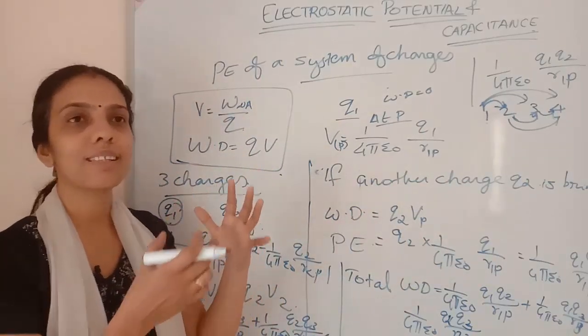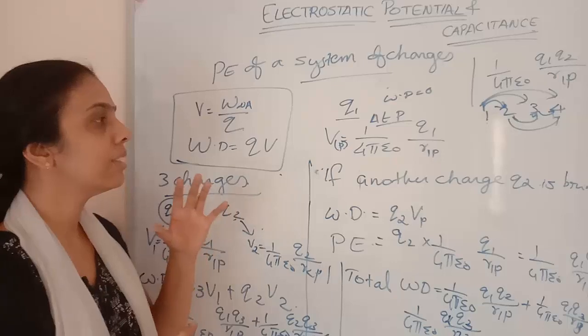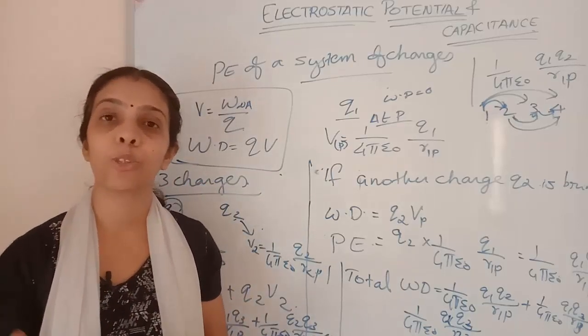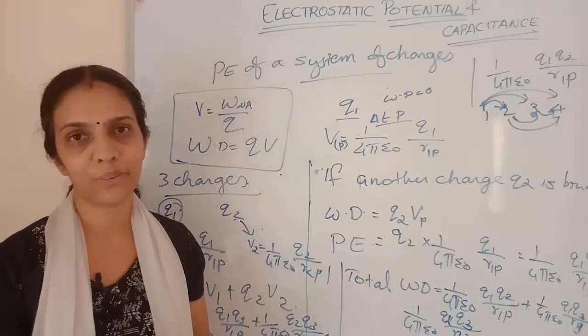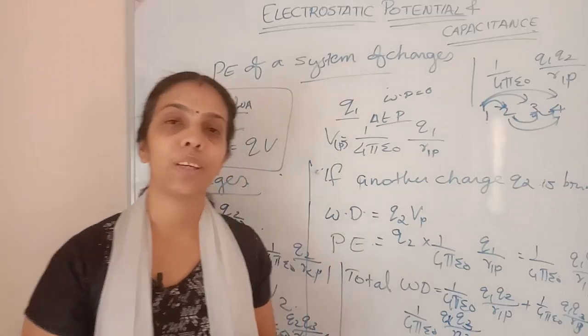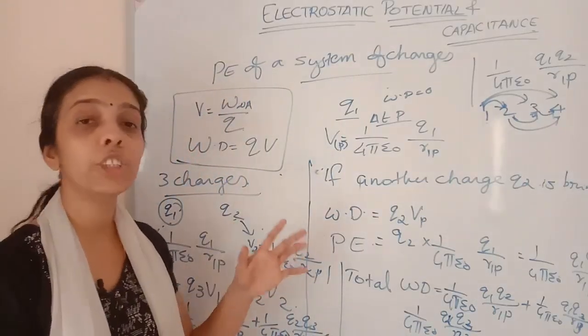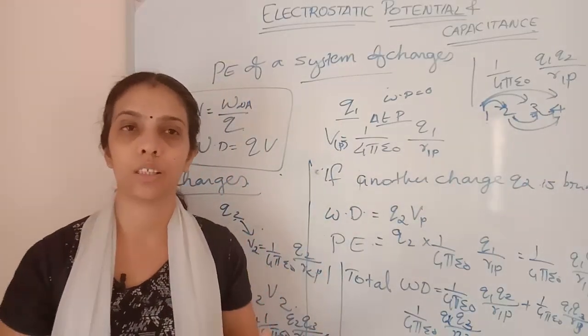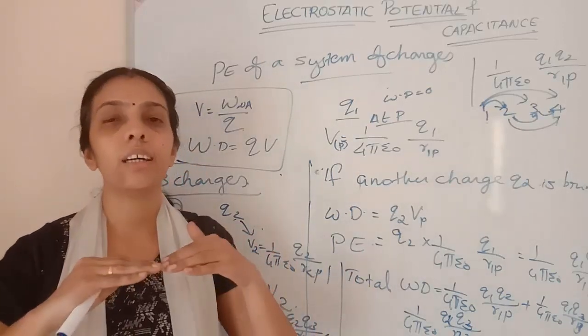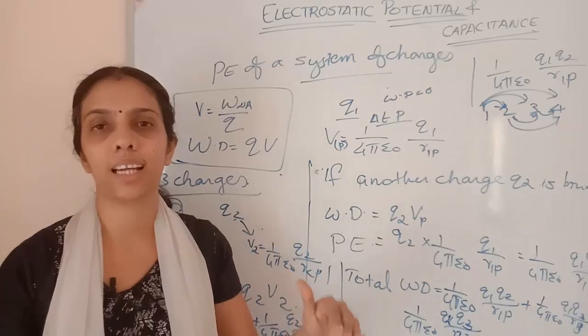Okay, so all these things you should learn clearly, and for the electric field we learned 1 by 4 pi epsilon 0 Q by R square. So all these things you should study nicely. Next we are going to study the potential energy of a system of charges and a single charge in a uniform external electric field.